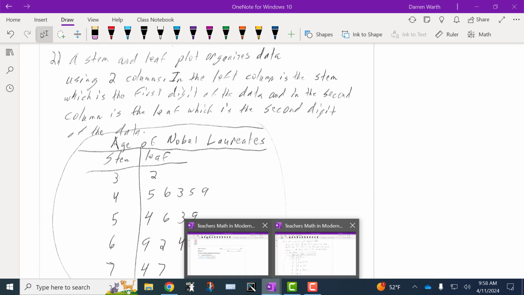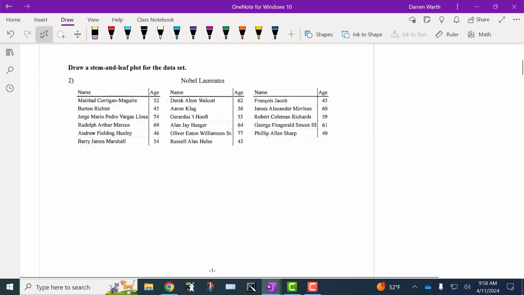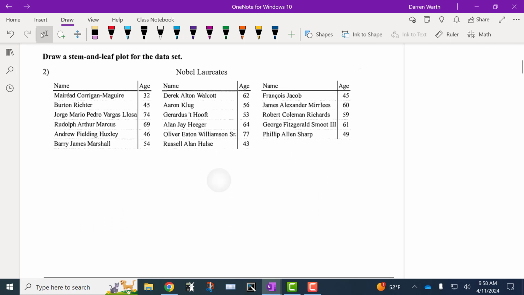Okay, when I get to number 2, we'll look at our review assignment right here. Looking at number 2, it says that I have this data right here. It says draw a stem and leaf plot for the data set. It's got Nobel laureates and their ages: 32, then 45, then 74, then 69, then 46, then 54, then 62, then 56, then 53, then 64, then 77, then 43, then 45, 60, 59, 61, 49. And those are all the ages of your Nobel laureates.